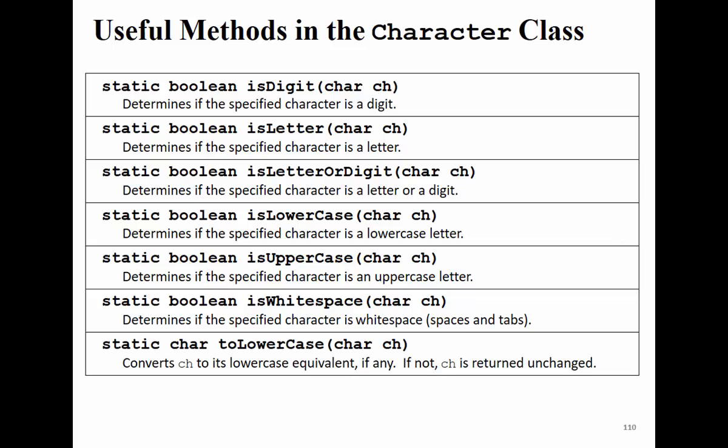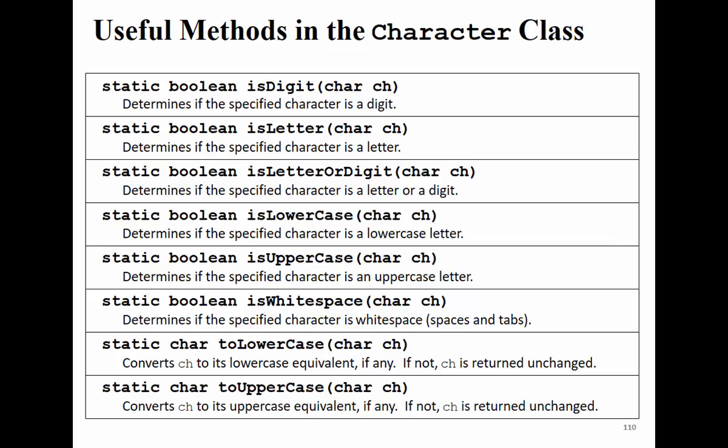We can also convert characters: toLowerCase and toUpperCase change the case. We take a character and return its lowercase equivalent, or its uppercase equivalent. As you can see, all these methods are static and public methods, so you can use them without creating an object of the class.